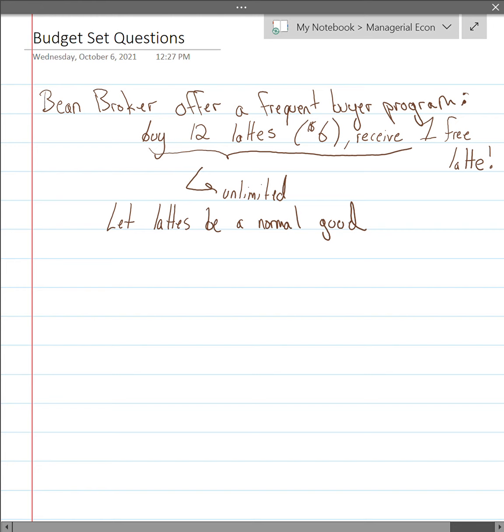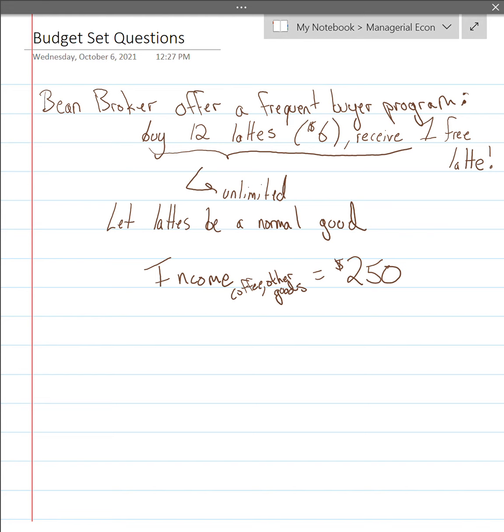Given this information, if the consumer has $250 to spend on coffee and other goods, how does this stamp system, this stamp promotion, this frequent buyer promotion, how does that change the budget set or the consumer's budget opportunity choice? So let's go ahead and graph it.